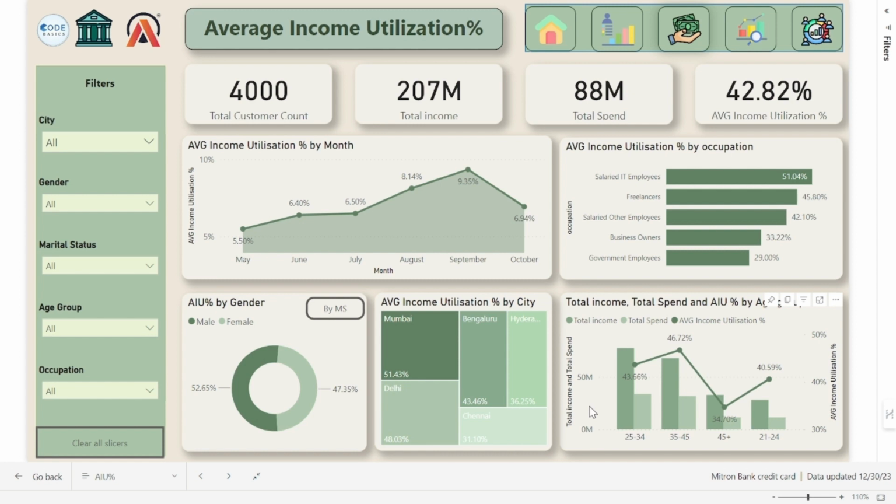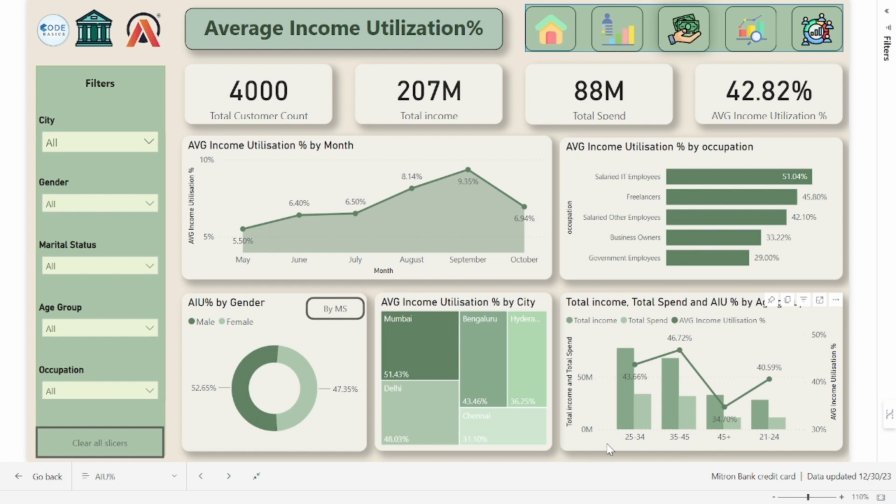If we come to this chart, we can see that the age group 35 to 45 has the highest average income utilization, followed by 25 to 34. And we have seen this before. These are our crucial customers.